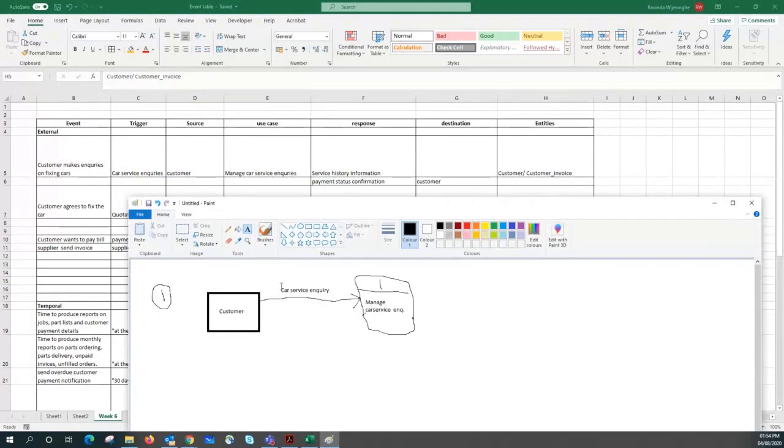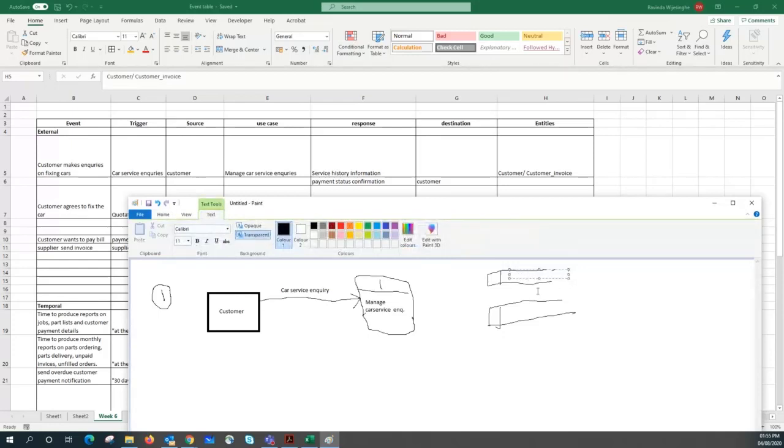So what will happen once the inquiry comes in? Now remember, these receptionists are the ones who are inside this process, right? They are representing these processes. What they do is they will check whether they have outstanding payment. Right? How do they do that? They need to access these two entities, right? So I just write the entities now. This is my entity 1. This is my entity 2. Right, so this is the customer and this is the customer invoice.